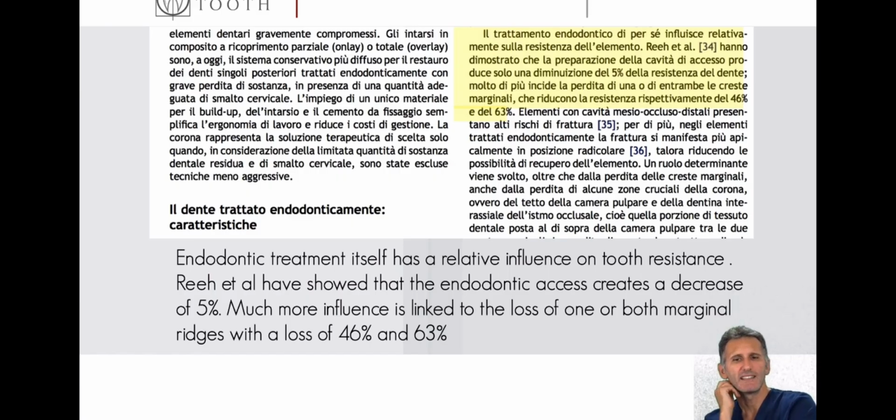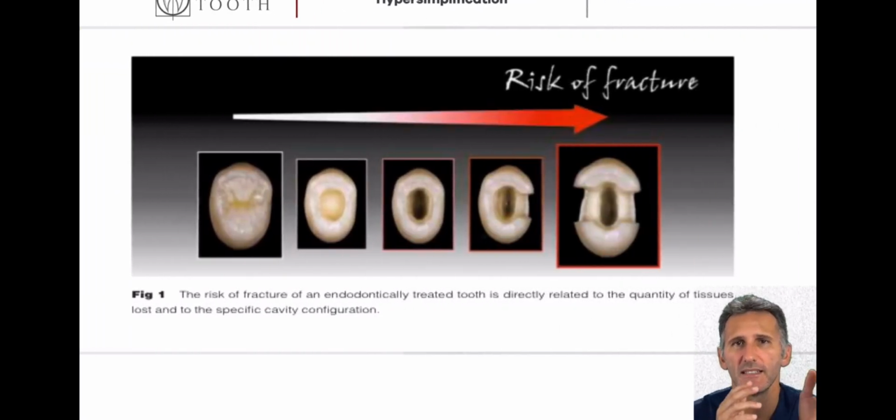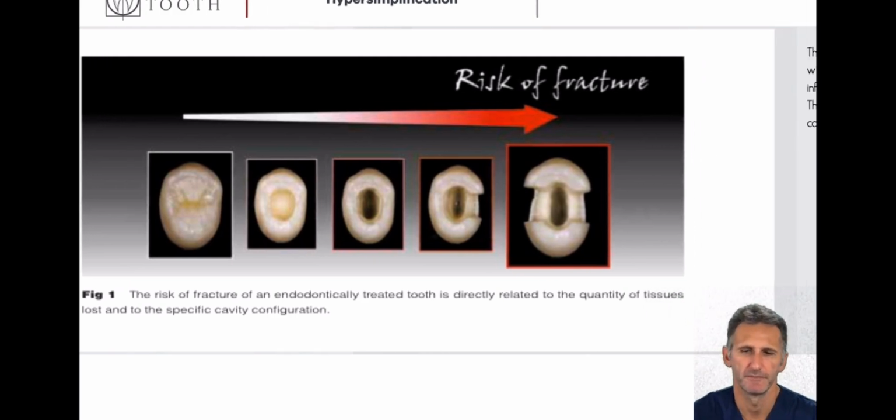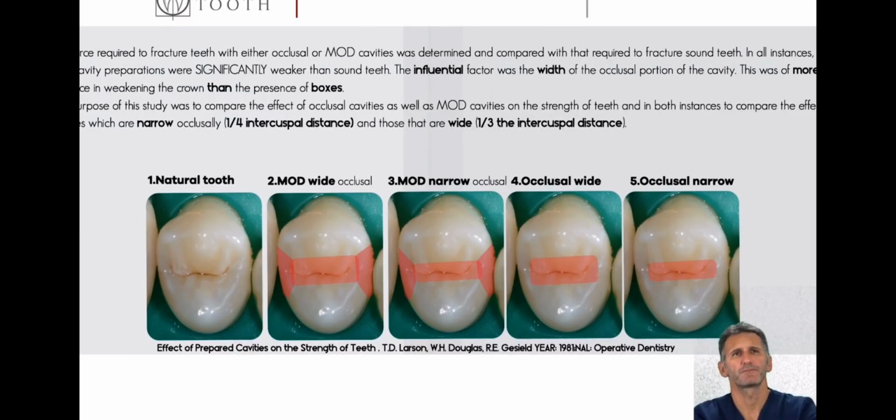Much more influence is linked to the loss of one or both marginal ridges, with a loss of 46 and 63%. And this brings back the old concept of the risk of fracture, and this is the hypersimplification of the biomechanics of teeth. So, going away from the study of Reeh, I just want to spend a little bit of time on other articles, because the literature is full of other articles with much more interesting information.